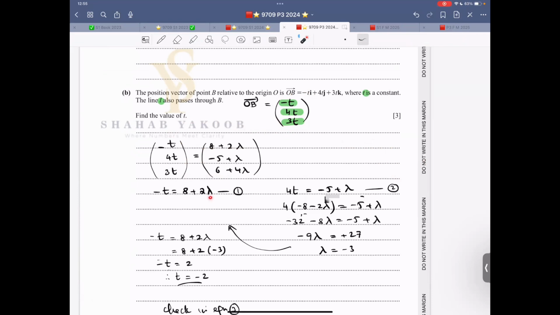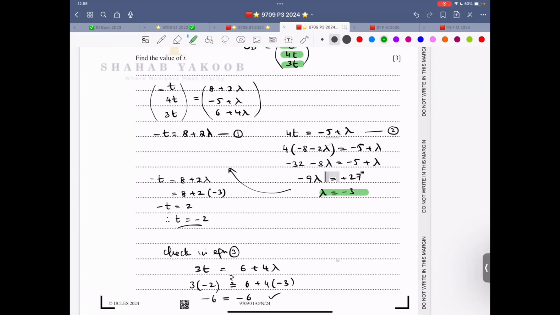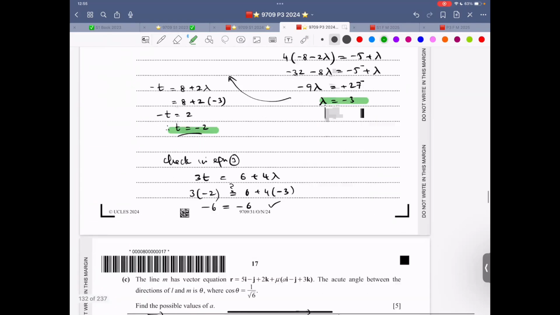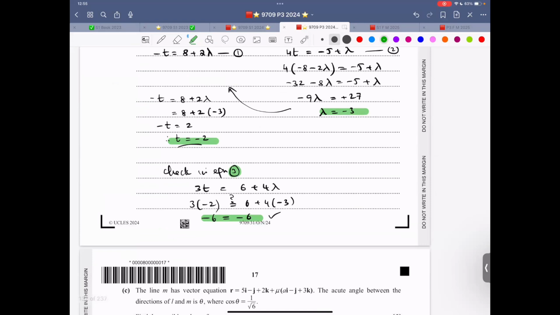Solve for t, solve for lambda, and plug in the third one. So we get lambda equals -3, t equals -2. Check in the remaining third equation. Does it satisfy both equations? Yes, it does. That proves that the point lies on the line, because the value of t satisfies all three equations.